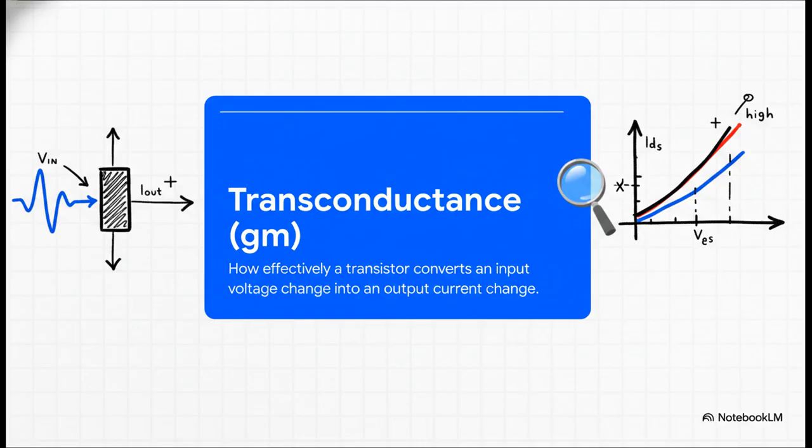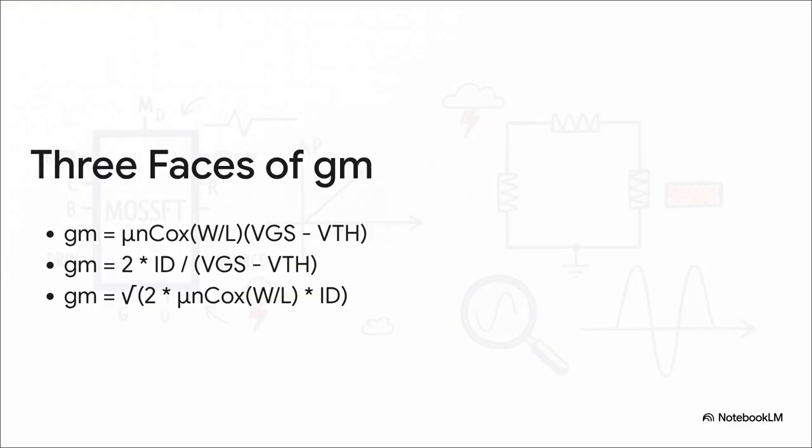It's that simple. Now, this is where it gets really interesting. It turns out there are three different ways, three different recipes, if you will, to calculate GM. They all give you the exact same answer, but they come at it from different angles. One focuses on the transistor's physical size, another focuses on the current you're pushing through it, and the third looks at the extra voltage you're applying.